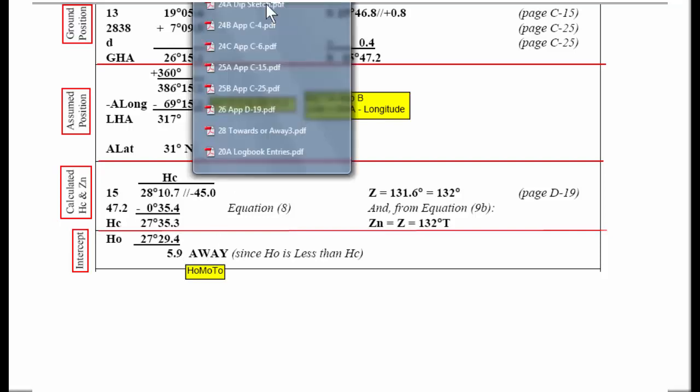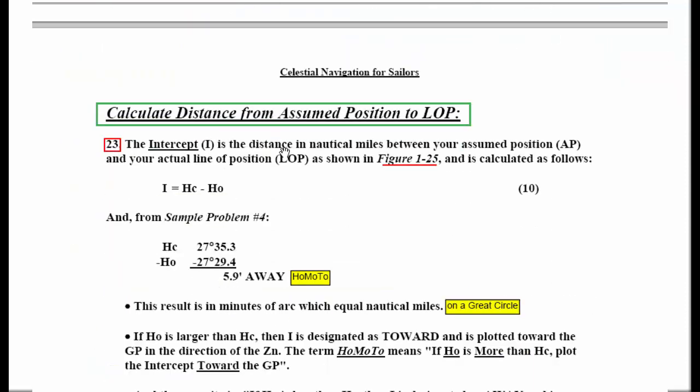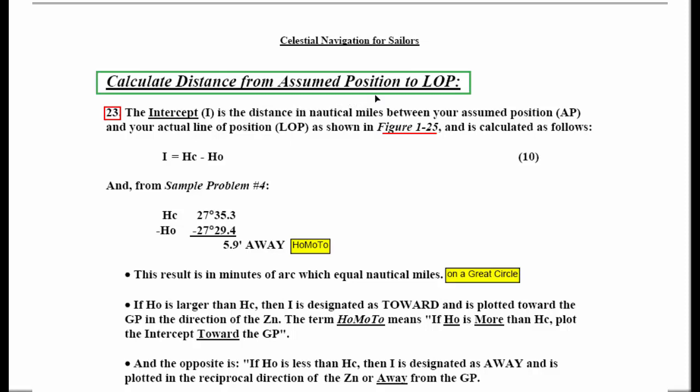Well, let's go back and look at the text again and see the explanation here. I'm going to skip all the way down to here. Calculate distance from assumed position to LOP. The intercept I is the distance in nautical miles between your assumed position, AP, and your actual line of position. And from sample problem number 4, it does this arithmetic and shows 5.9, and it says away. Well, away means it's in the away direction from the ground position. If it's in the other direction, it'll be called toward.